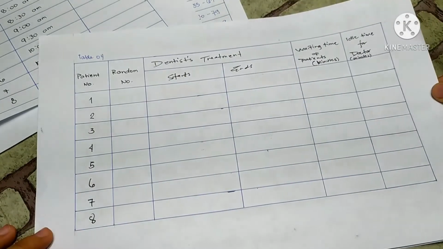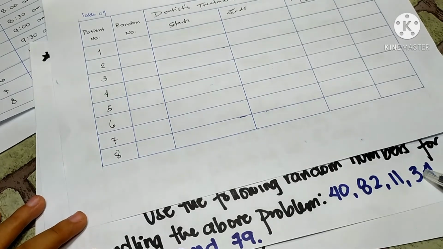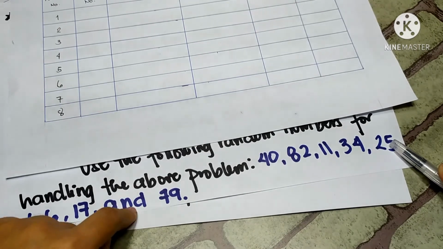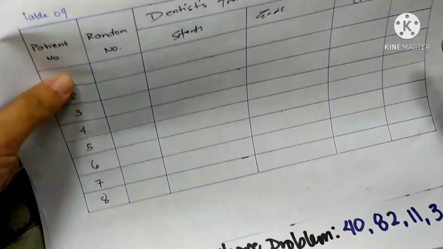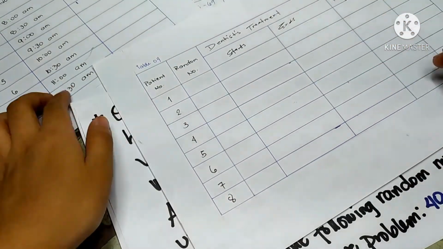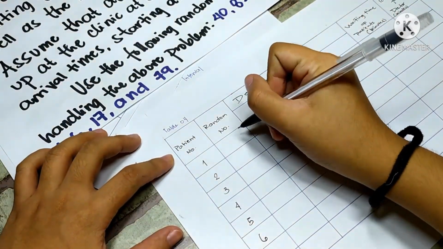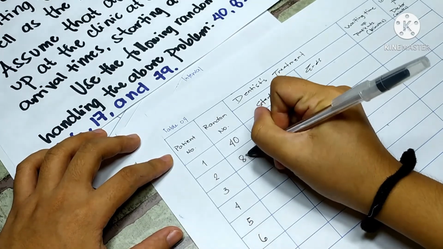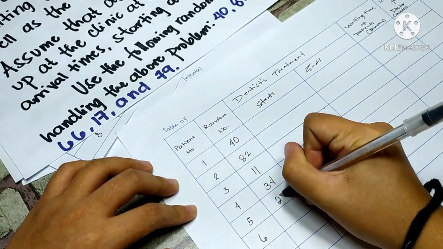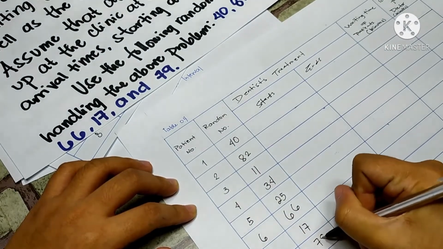So, yung random numbers, which are given naman dito sa problem, which are 40, 82, 11, 34, 25, 66, 17, and 79, yung ilalagay natin dito sa table. So, 40, 82, 11, 34, 25, 66, 17, and 79.